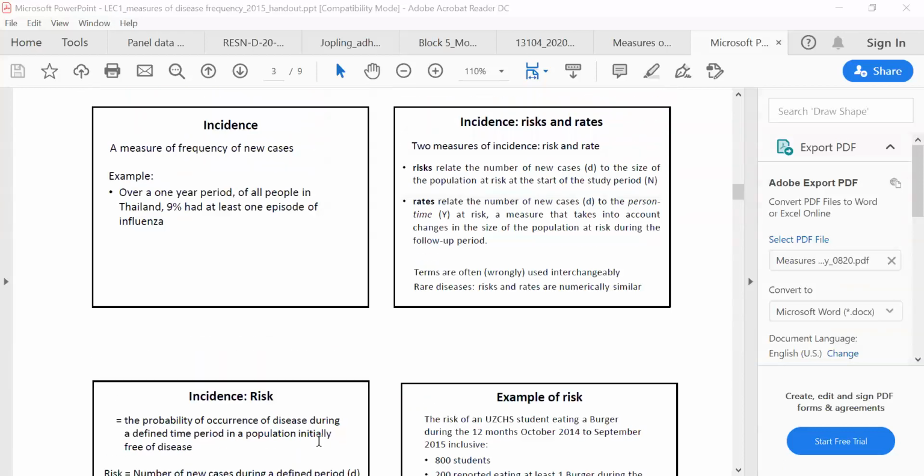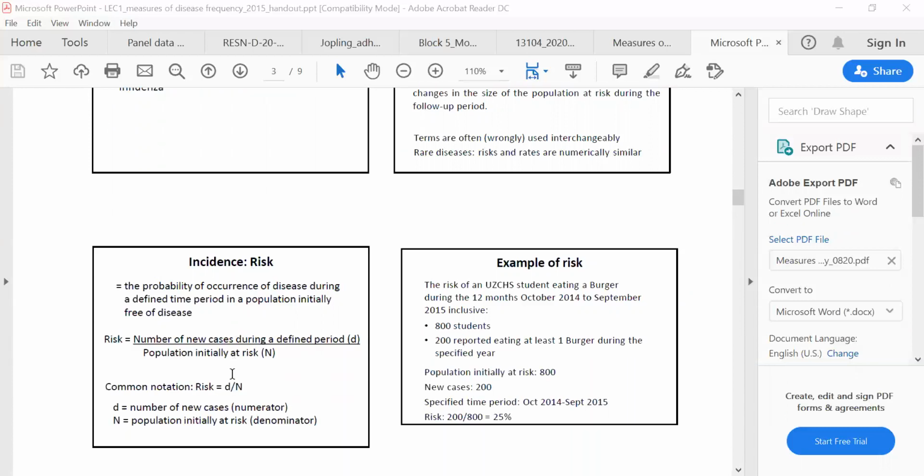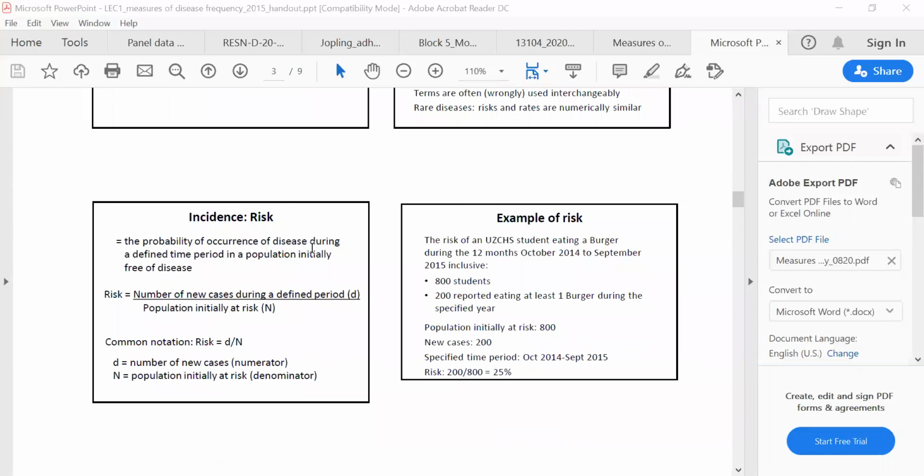Just to recap before I go, so that we don't lose each other. Incidence is a measure of new cases, but there are two parameters which we use to measure incidence. We use either risk or rates. Risk, which we are discussing now, is just the probability of occurrence of a disease during a defined period of time in a population. How do you calculate it? Number of new cases during a defined period over the population at risk. This is the formula, and this is an example.